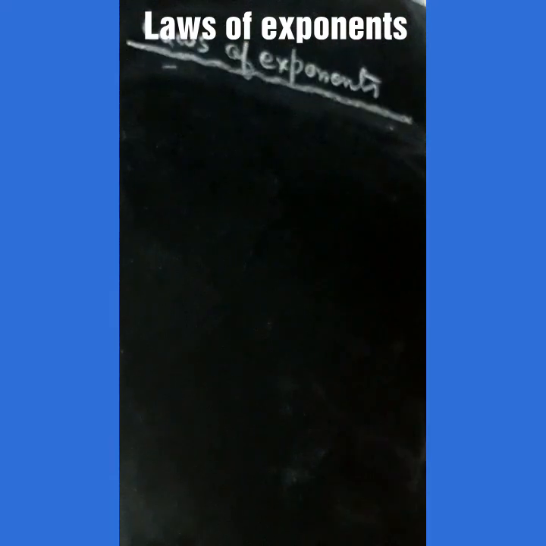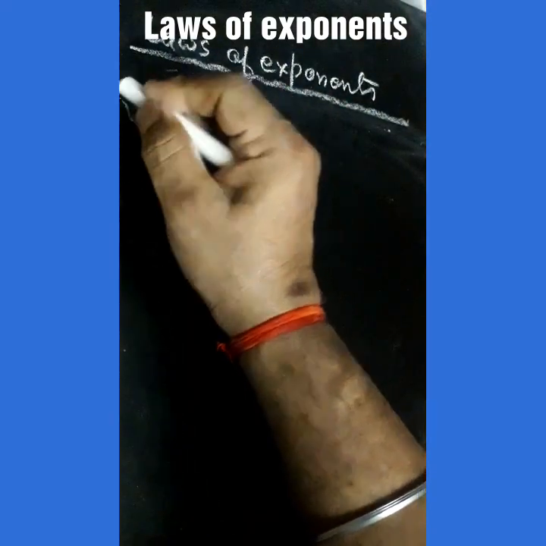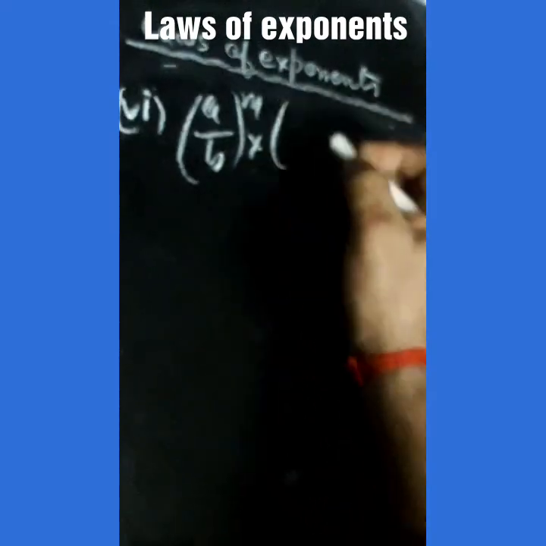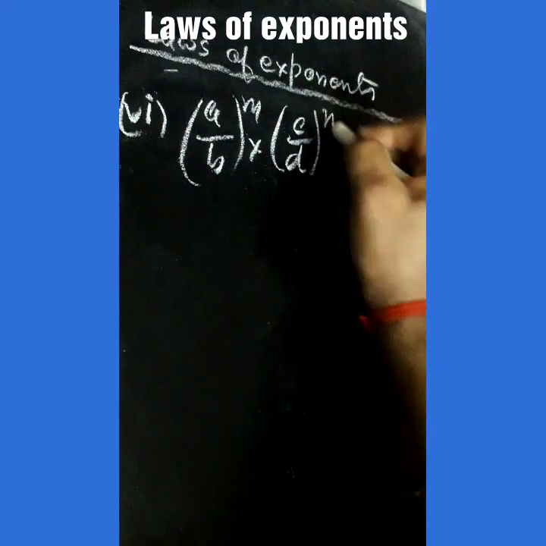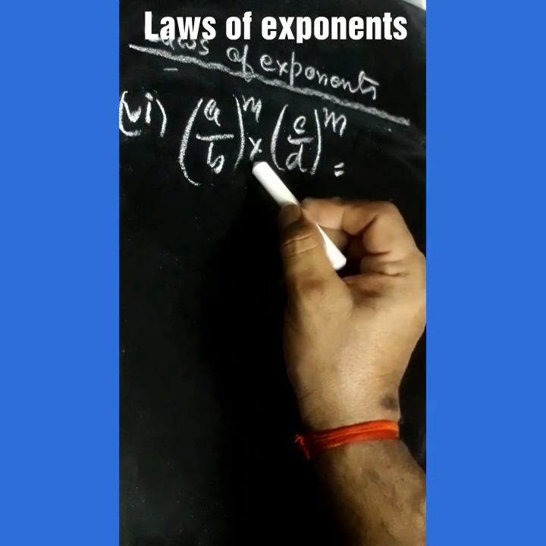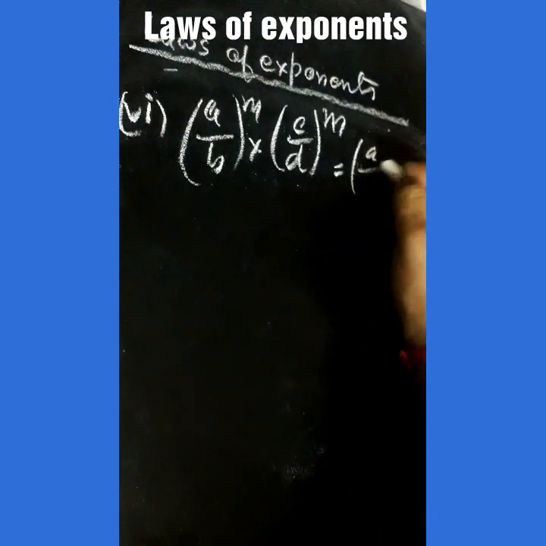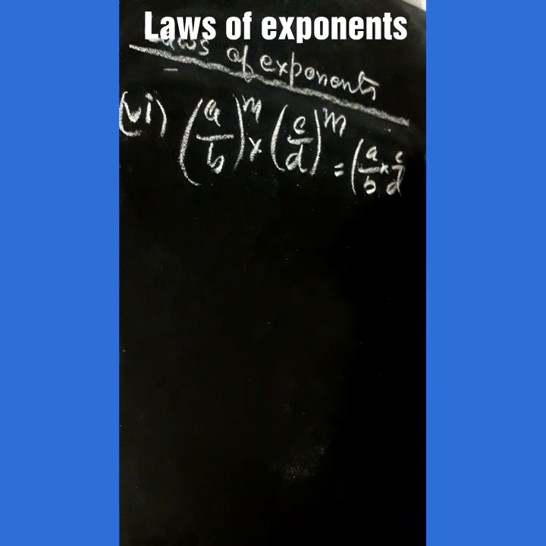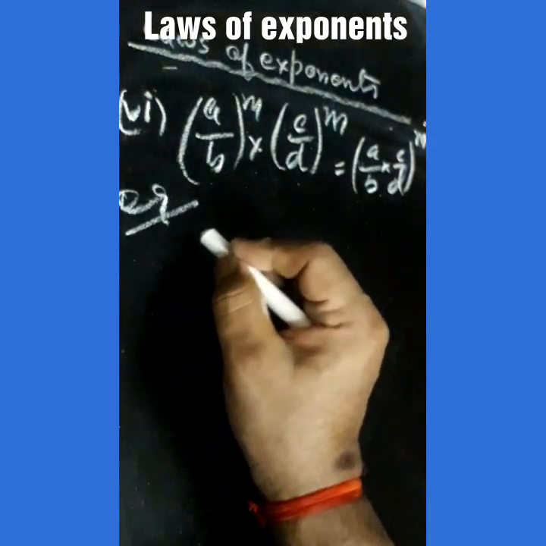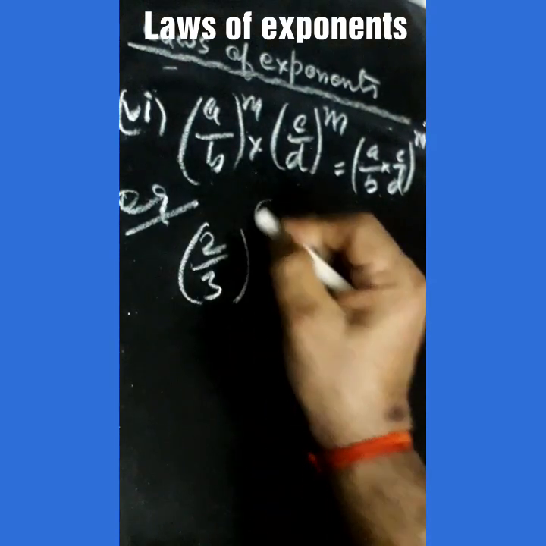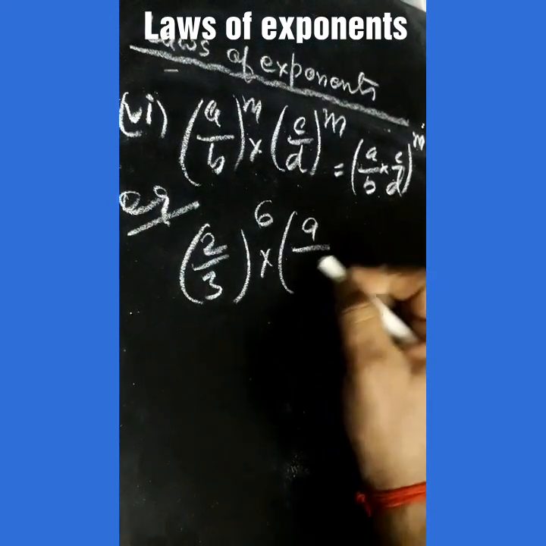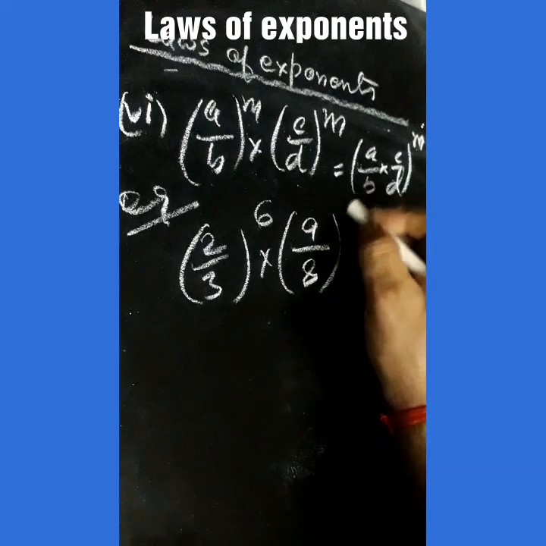We are going to see sixth law. (a/b) to the power m multiplied by (c/d) to the power m. Here bases are different but the power is same and the sign is multiplication. We will multiply a/b and c/d and we will write m power here. Let us take an example. (2/3) to the power 6 into (9/8) raised to the power 6.